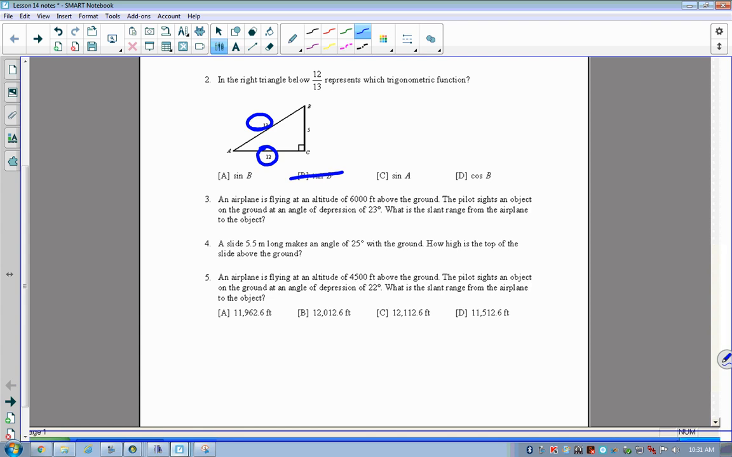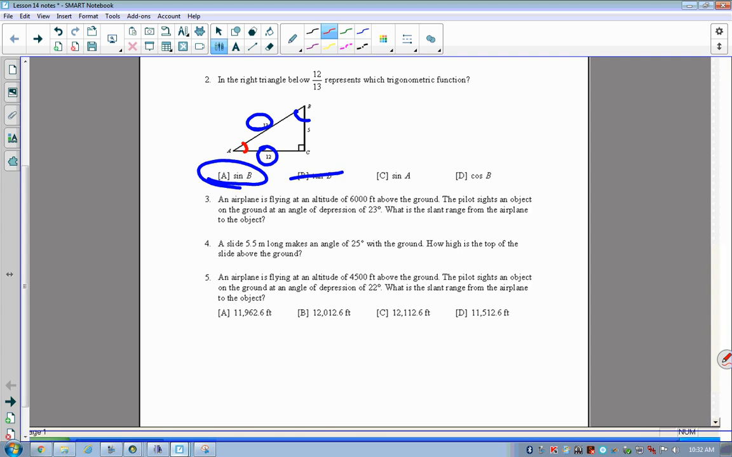So this one says sine of B. Sine of B would be opposite over hypotenuse, which would put 12 over 13, right? So that should work, correct? If I said sine of A, that would be 5 over 13. Or if I went cosine of B, that would be adjacent over hypotenuse, which would be 5 over 13. So we see not only why our answer is right, but why the other answers are wrong. We follow?